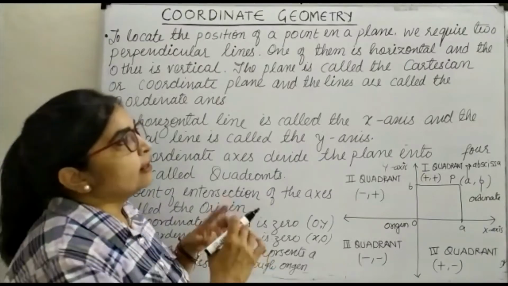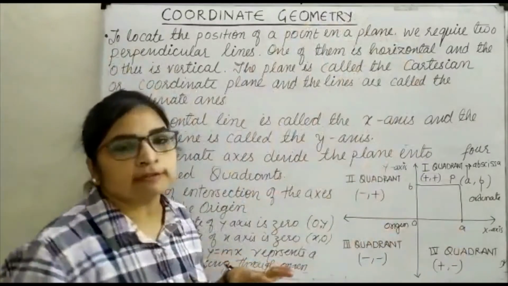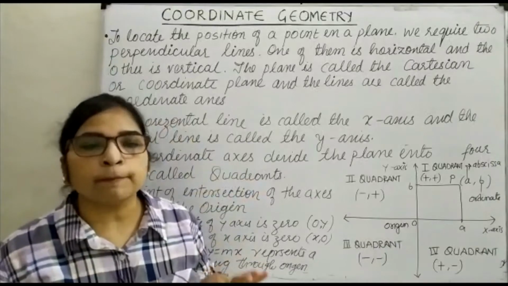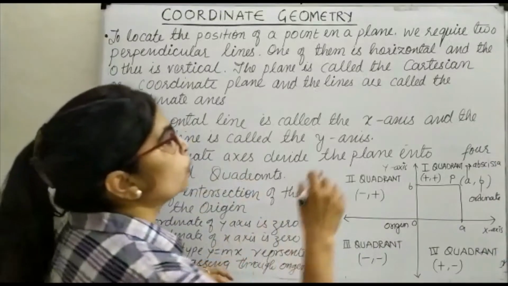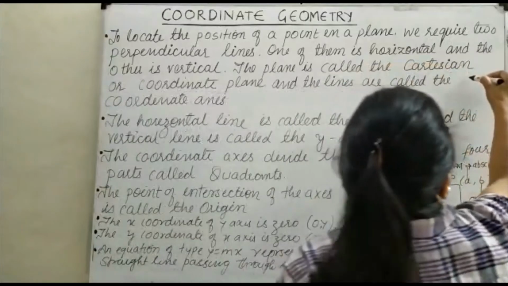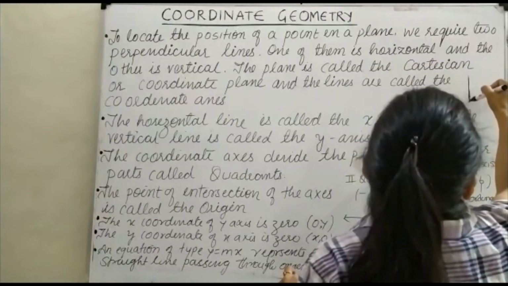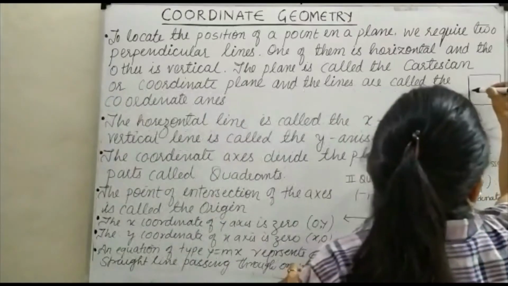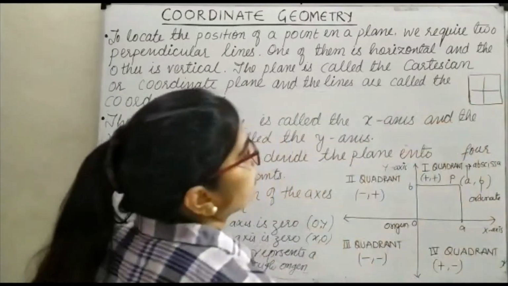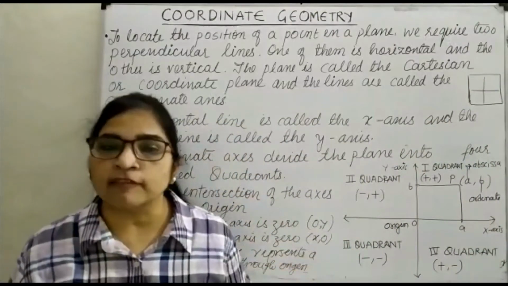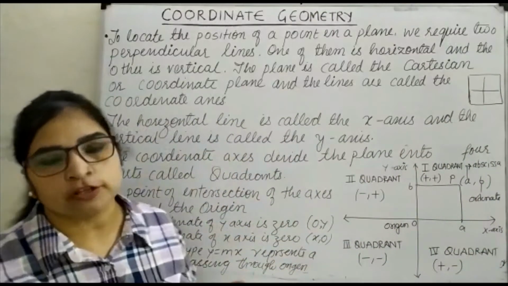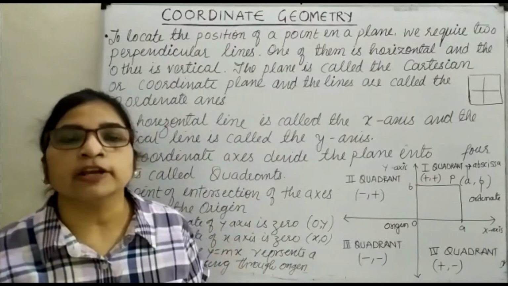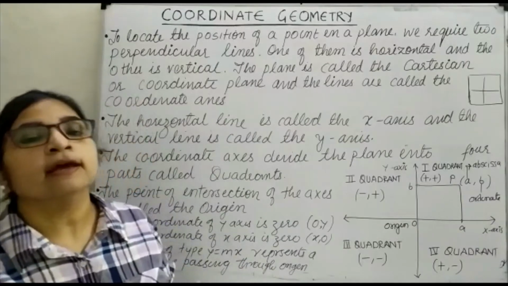Suppose in a plane, let us assume that this blackboard is a plane. If in this plane I draw two mutually perpendicular lines, then this plane is divided into four parts which are known as quadrants. So we will study how the definition of coordinate geometry is derived.